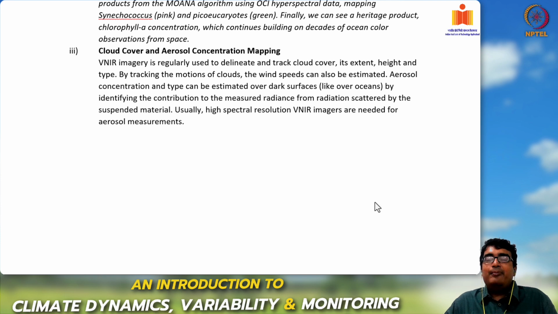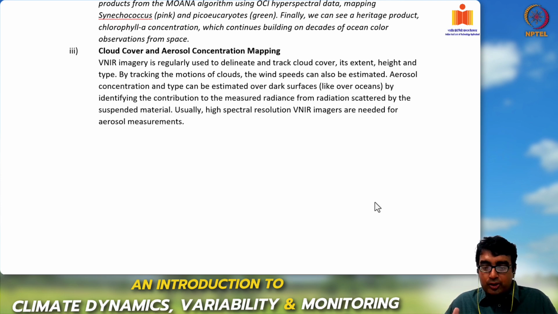VNIR imaging is regularly used to delineate and track cloud cover, its extent, its height and its type. By tracking the motion of clouds, the wind speeds can also be estimated. Furthermore, aerosol concentration and type can also be estimated over dark surfaces like over oceans by identifying the contribution to the measured radiance from radiation scattered by the suspended material.